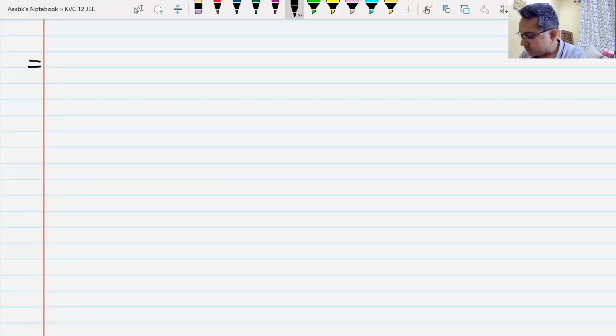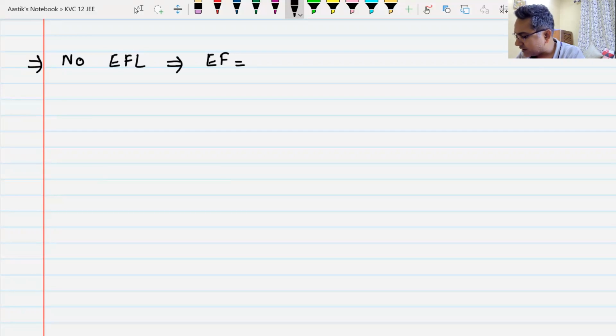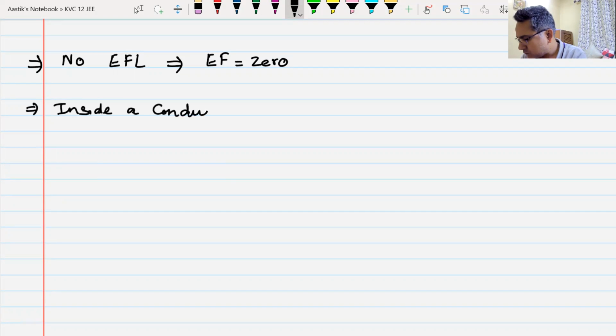Then the next point. No electric field lines implies the electric field is zero. Do we understand this? More electric field lines, more electric field; less electric field lines, less electric field; no electric field line, no electric field. Do we understand this? Yes, sir.